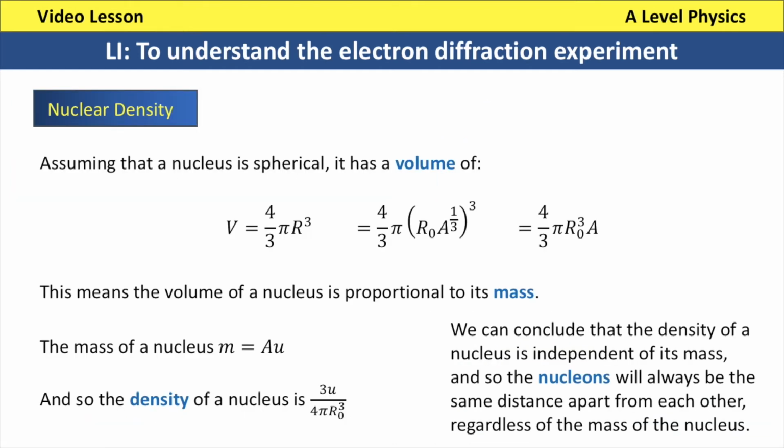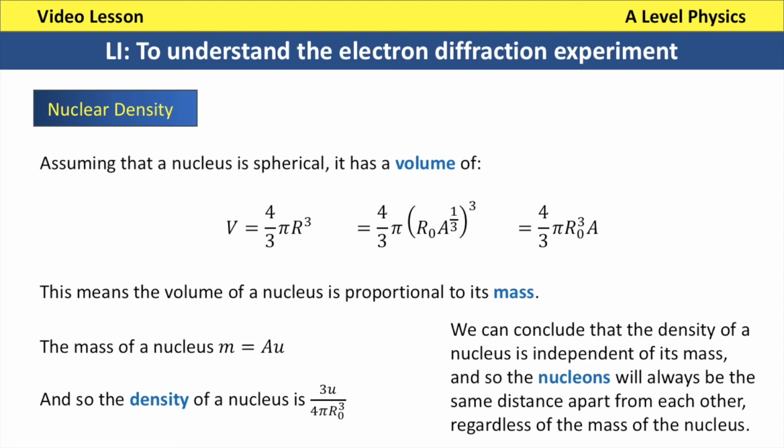Okay, nuclear density then. Assuming that a nucleus is spherical, it of course has a volume that is equal to 4/3 pi times that radius of the nucleus cubed. Now we have an equation for the radius of a nucleus. We know the radius of a nucleus is R equals R0 A to the power of a third. So we can come up with an equation for the volume of a nucleus, which is 4/3 pi R0 cubed multiplied by A, where A of course is the nucleon number.